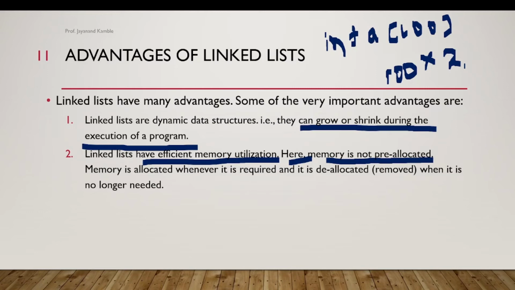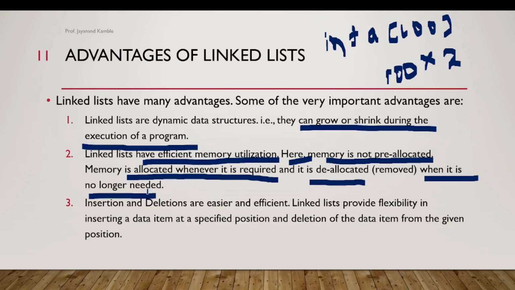When we are deleting, for example, we have 5 nodes. One node is deleted, 4 are available. So whatever memory was allocated to this node can be deallocated so that it can be used for other purposes, for storing other data elements. And that is the advantage of linked list. Clear everyone? Memory is allocated whenever it is required and it is deallocated or removed when it is no longer needed. That is the most important advantage of linked list.